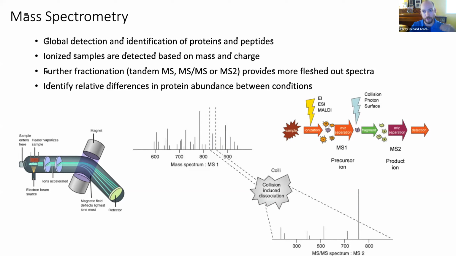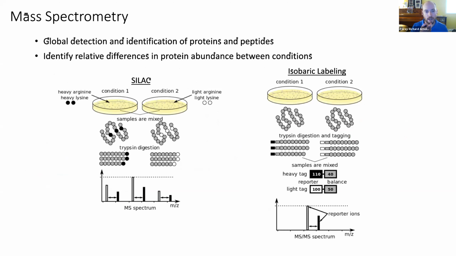Now, that's all well and good for identifying proteins, but if you want to actually quantify differences between samples, you have to introduce labels into these things. There are a bunch of different methods, but two that I like and are very commonly used: one is called SILAC, which is stable isotope labeling of amino acids in culture. Basically you introduce either heavy or light arginines or lysines. The cells will then incorporate those amino acids into the proteins they make.